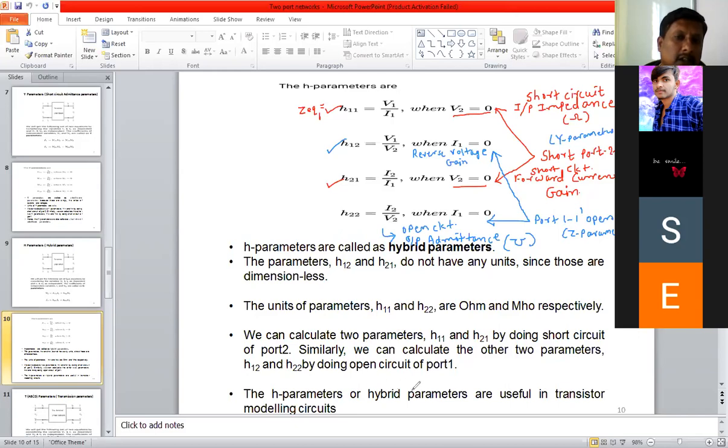The H parameters or hybrid parameters are widely useful in the transistor modeling circuit. So to analyze the amplifier circuit using transistors, JFET, we can use the H model, that is a hybrid model. We are going to use it. So these are the applications also. Okay, so what is the reciprocity or bilateral condition here? H12 is equal to H21.